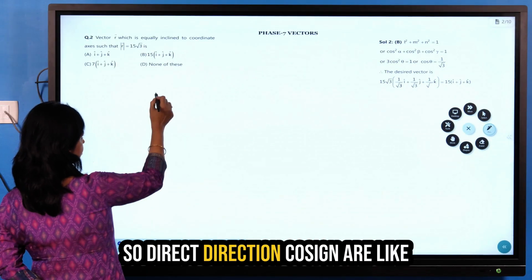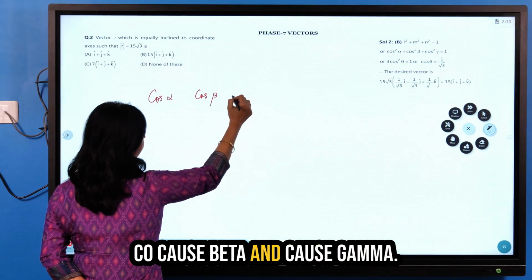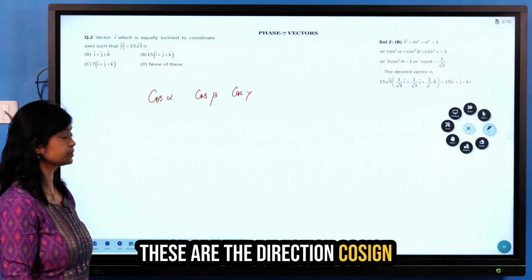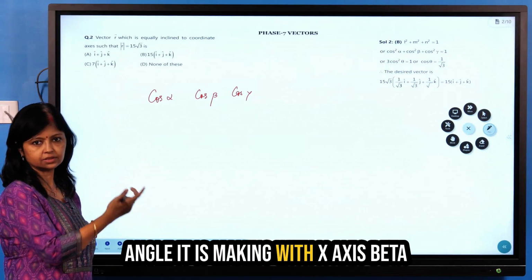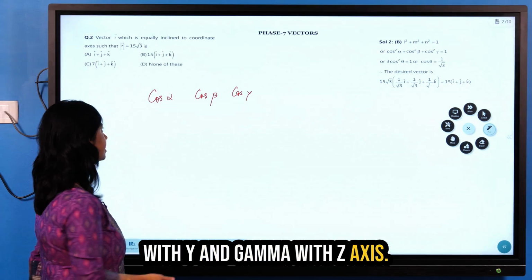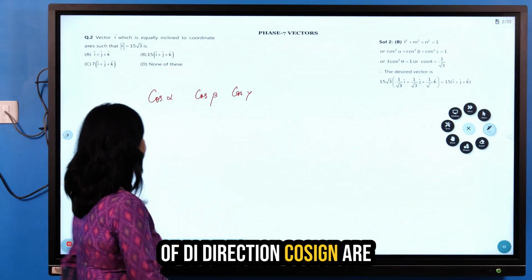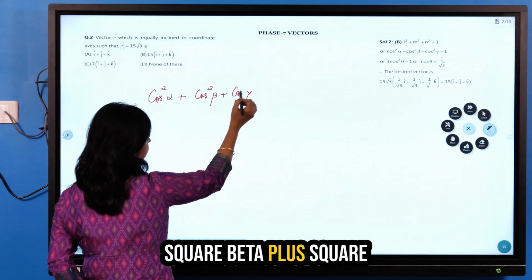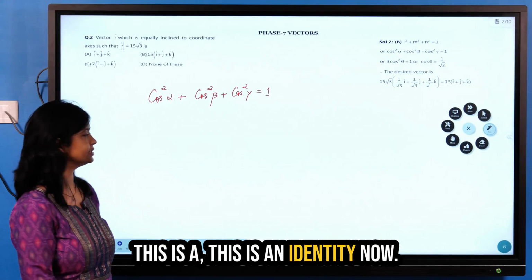So direction cosines are cos alpha, cos beta, and cos gamma. These are the direction cosines of the vector. And alpha is the angle it is making with the x-axis, beta with y, and gamma with the z-axis. And we know the property of direction cosines: cos square alpha plus cos square beta plus cos square gamma is equal to 1. This is an identity.